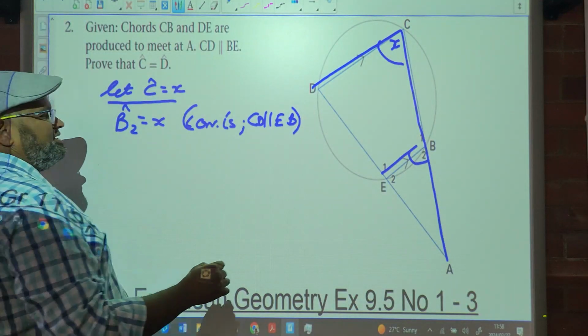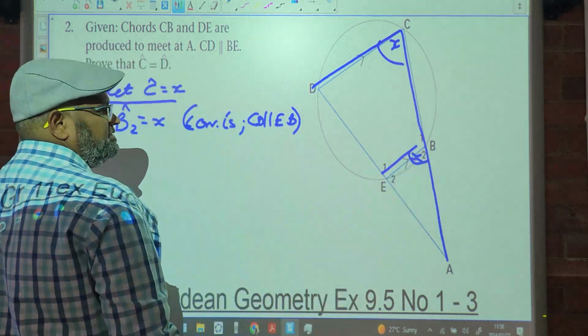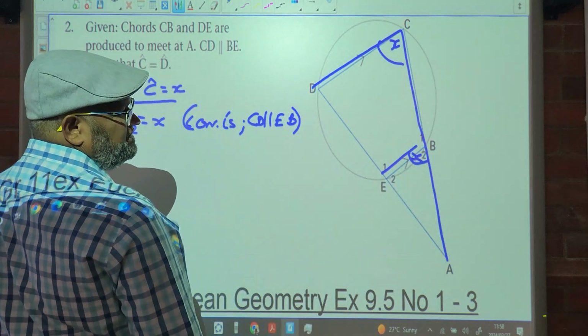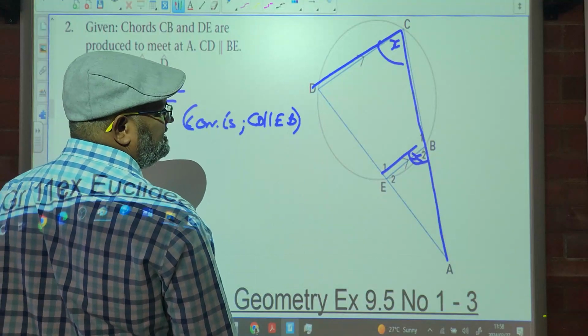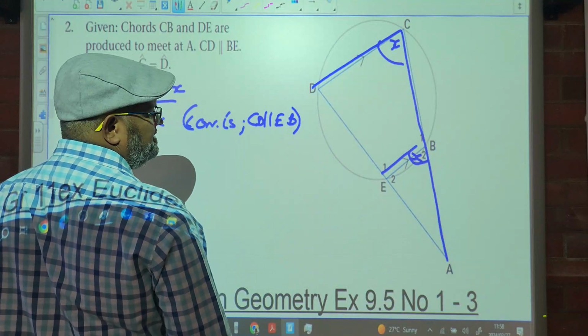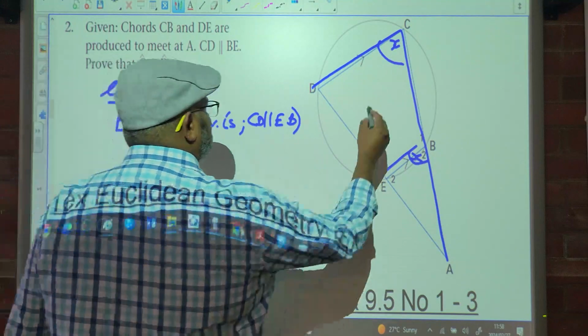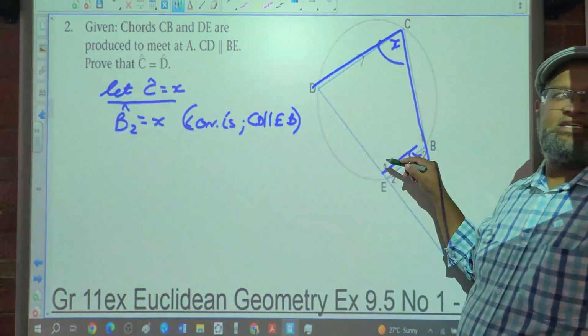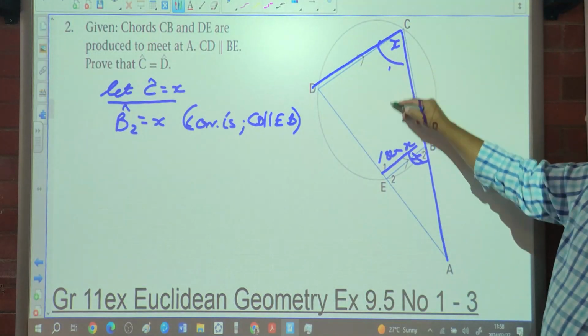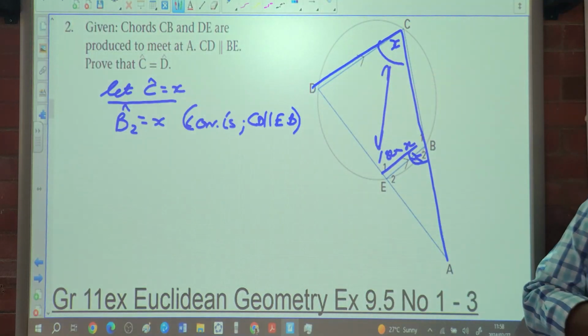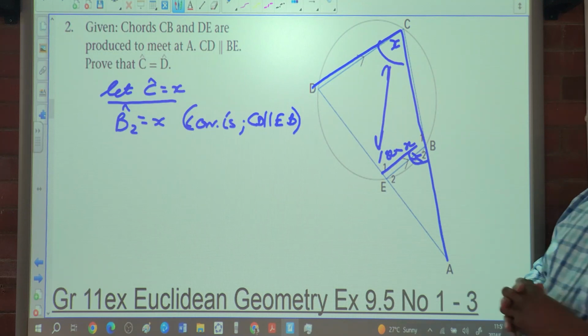Which other angle is equal to X? Angle E1? Why? Opposite angles. But opposite angles are supplementary, so this is actually 180 minus X. Those two angles add up to 180. So it's not E1.